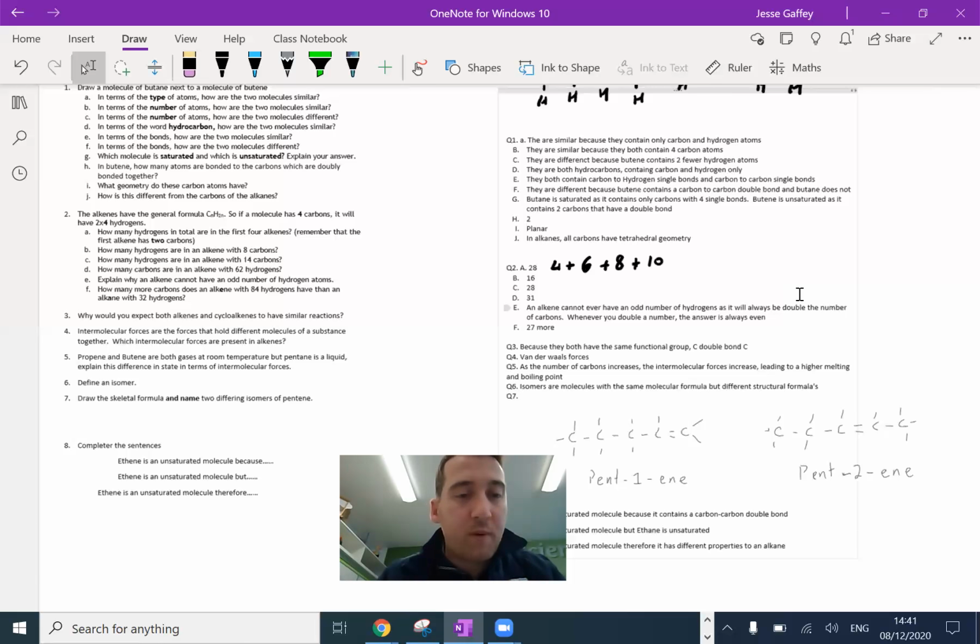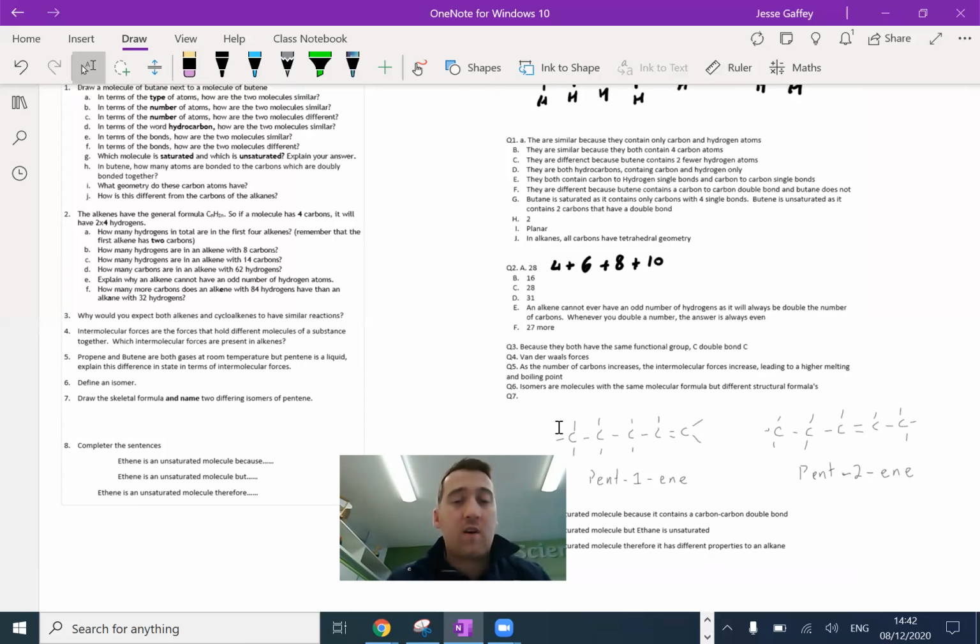Question 5: propene and butene are both gases at room temperature, but pentene is a liquid. Sorry, that should say pentene is a liquid. Explain the difference in state in terms of intermolecular forces.